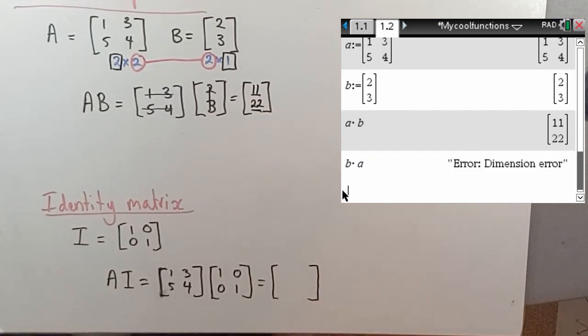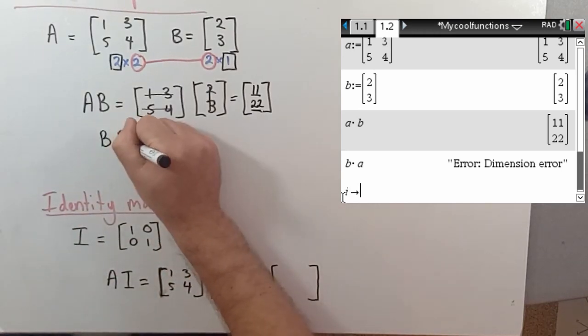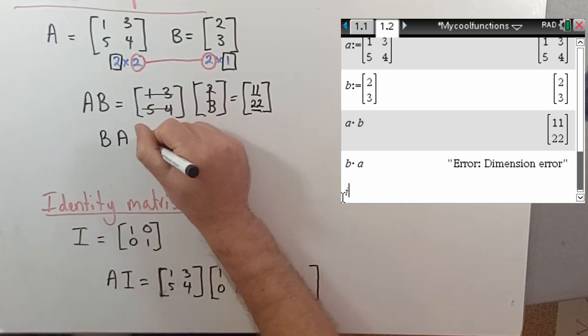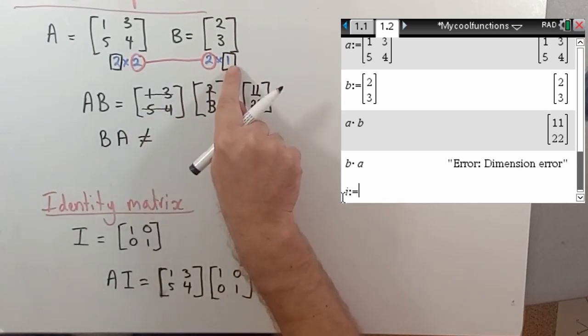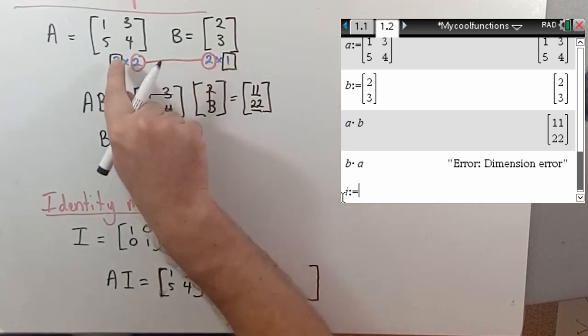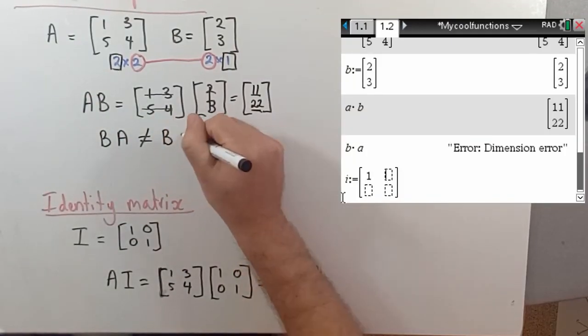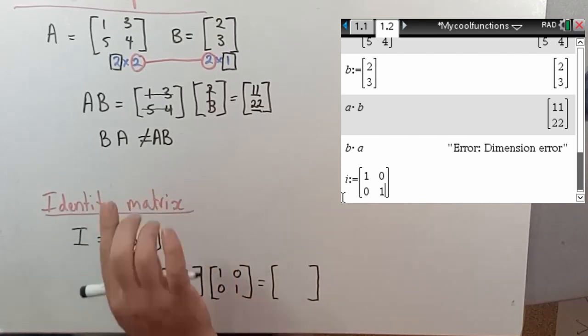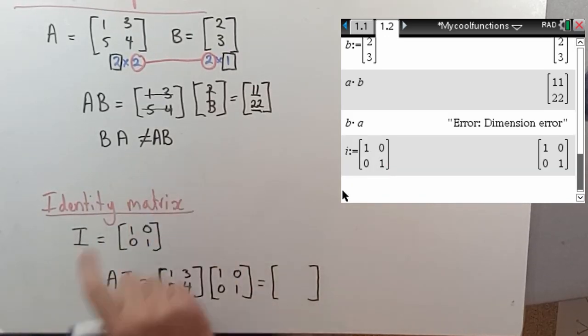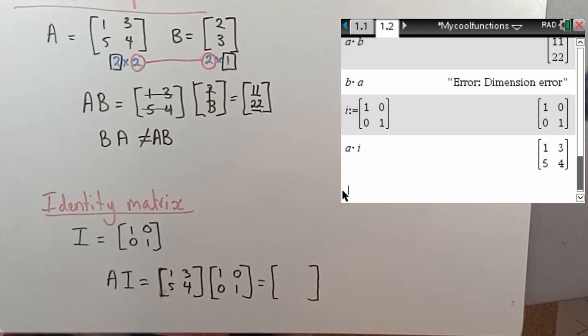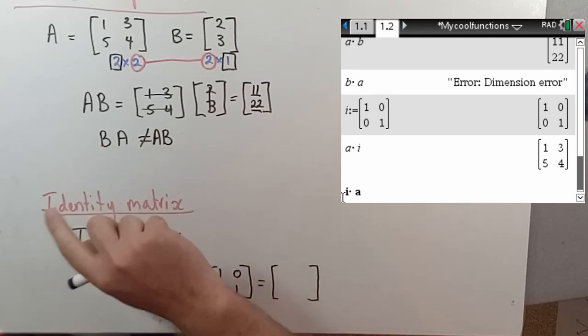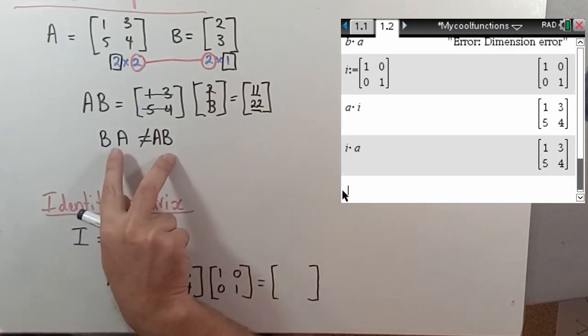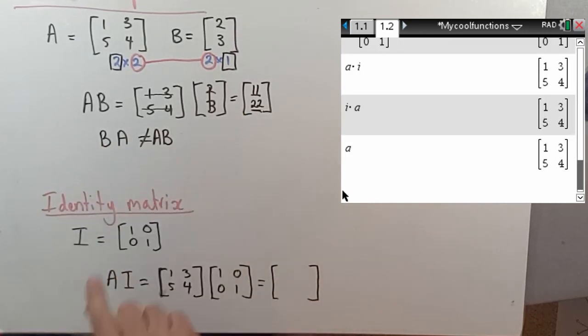One thing to notice is that if you try to multiply matrix B first, that's not going to work because this is a different number to this. B times A is different to A times B. That's different to ordinary numbers, because 3 times 4 is the same as 4 times 3. But with matrices, it's a totally different story. The order in which you multiply them matters.